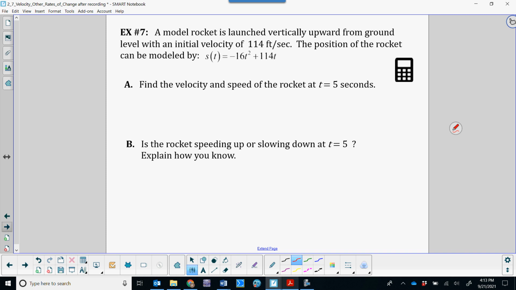So let's see this example and I'll show you how to write it, and then you should practice and put it in your calculator. We have a model rocket launched vertically upward from the ground with an initial velocity of 114 feet per second. The position of the rocket can be modeled by this equation. So this is our position equation. Then part A says find the velocity and the speed of the rocket at t equals 5 seconds.